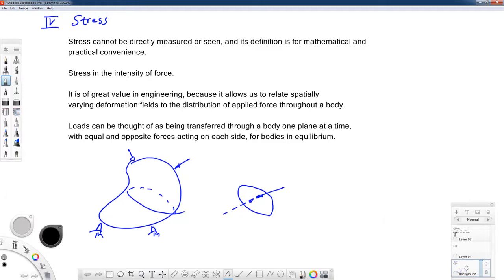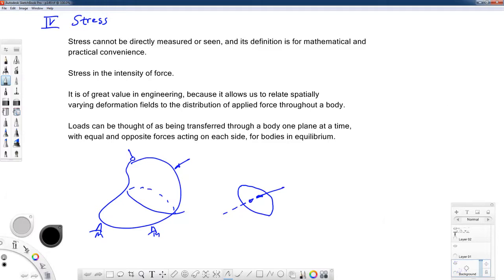Well, we're going to define stress as the intensity of force. So it's of great value in engineering because it allows us to relate spatially varying deformation fields to the distribution of applied force throughout a body. We'll do that through the use of what's called a constitutive equation, something that relates stresses and strains to one another. Obviously, when we put a load on something, it will deform. Okay? So stress and strain are related to one another. But for our discussion, we're going to focus on stress.